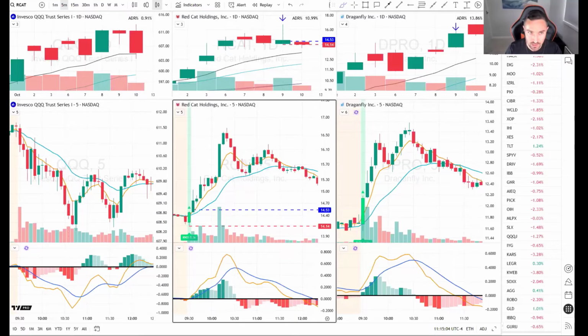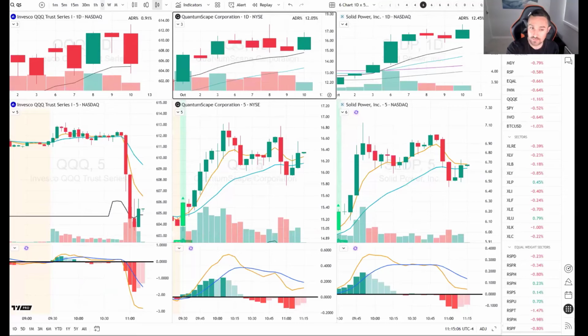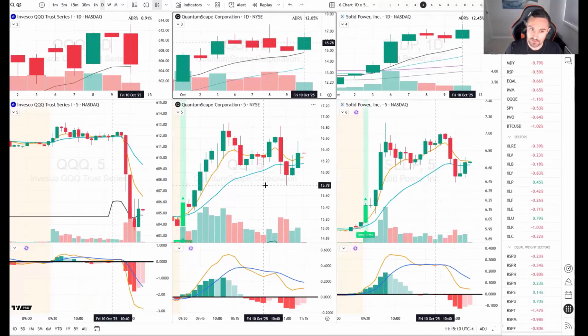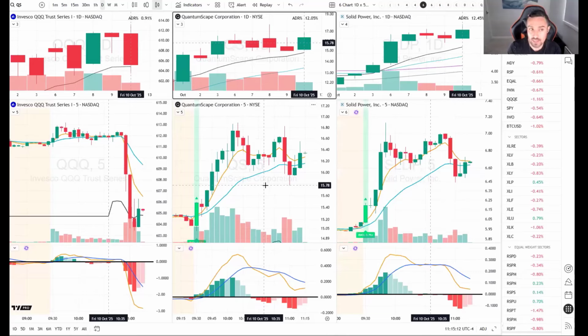So let's then go on to QS. That was from yesterday. Okay, Redcat and Dragon Pro. QS and SLDP, these are from today. It's exactly the same thing. The same thing keeps happening. It's just the tickers tend to change on a daily basis.